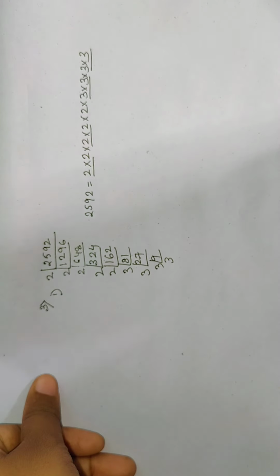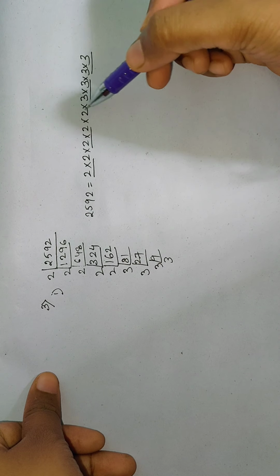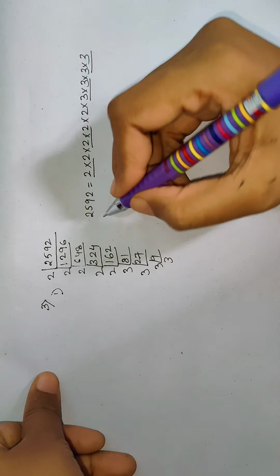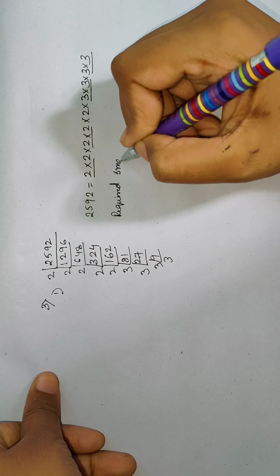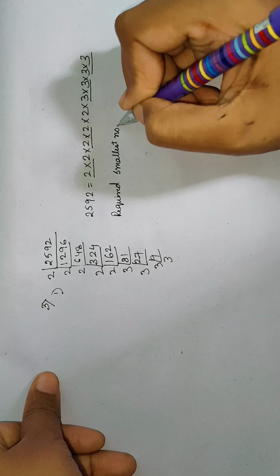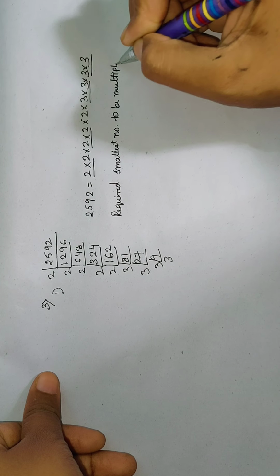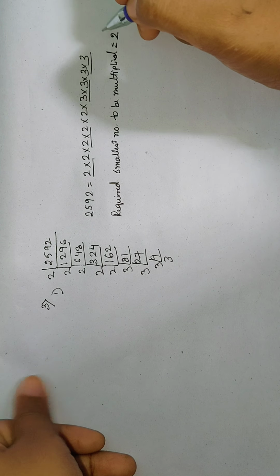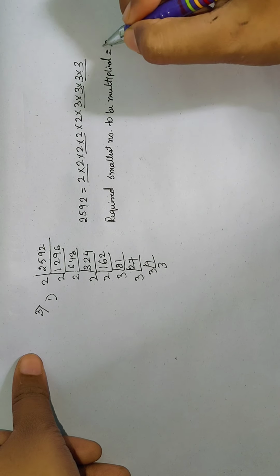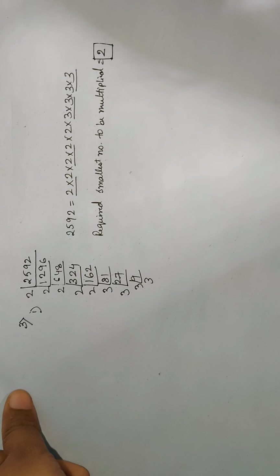So if we multiply this number by 2, then all numbers will get paired. So the required smallest number to be multiplied will be 2, and you have to find this much only. So in the same way solve number 3 (2).